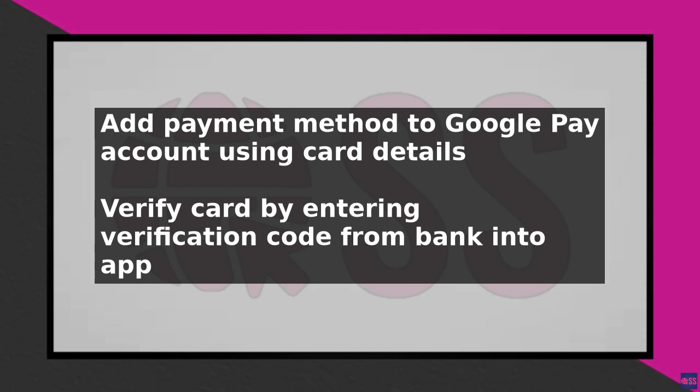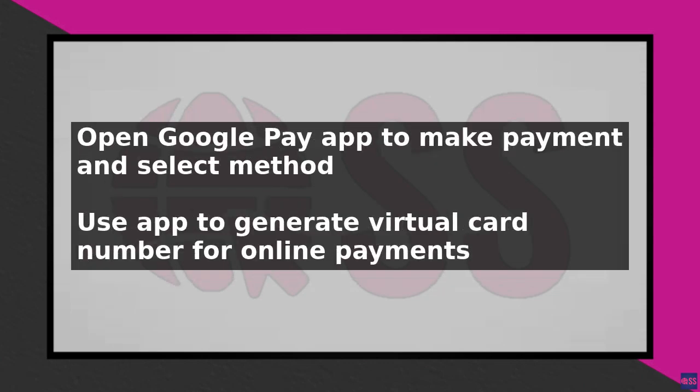To make a payment, open the Google Pay app and select the payment method you want to use. You can then use the app to generate a virtual card number, which you can use to make online payments. To make in-store payments, you will need to use the Google Pay app in conjunction with your iPhone's NFC capabilities.